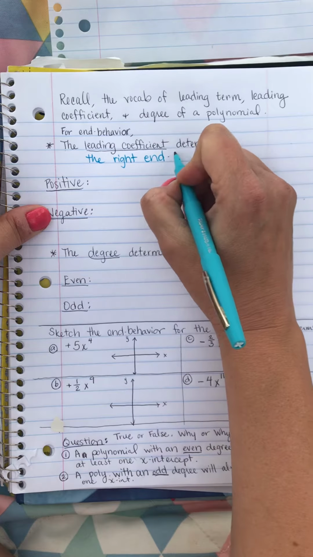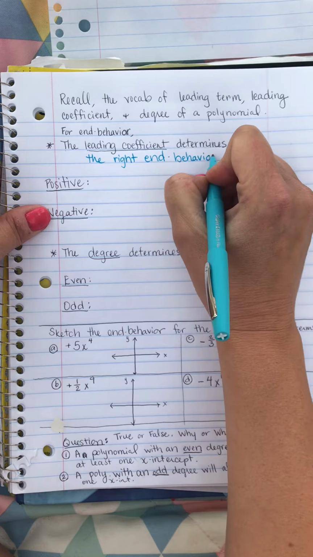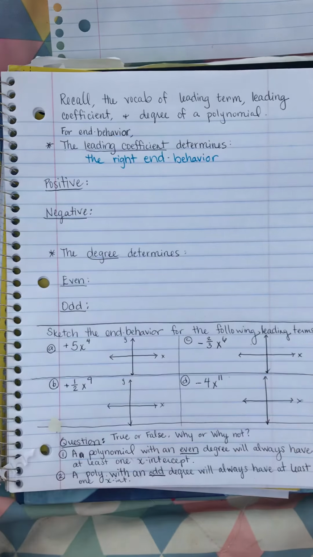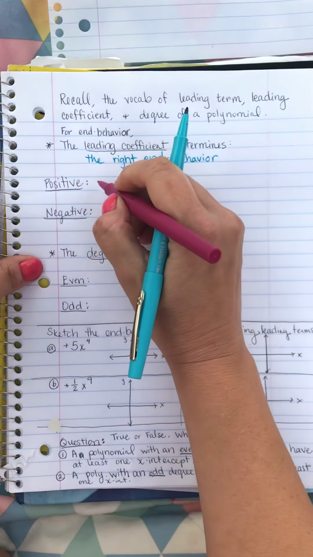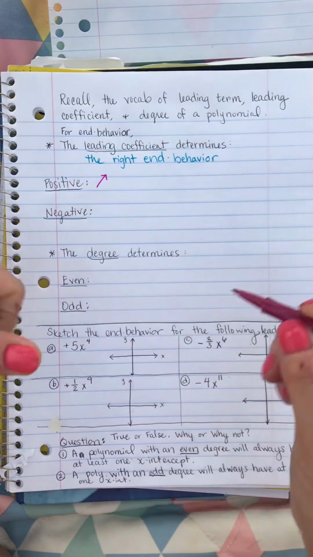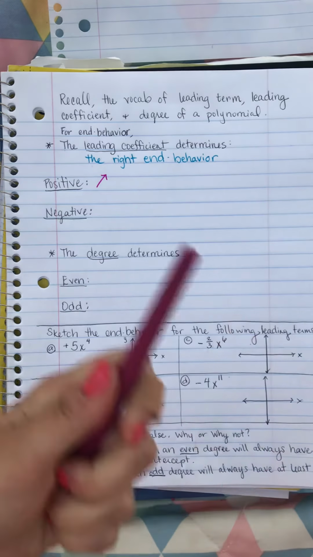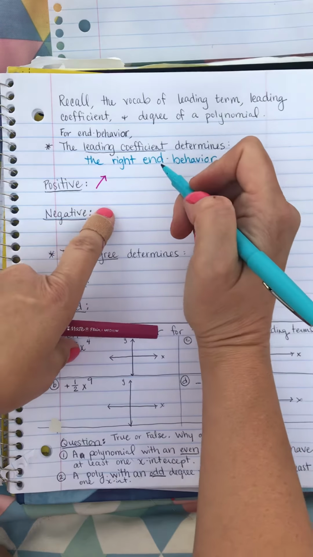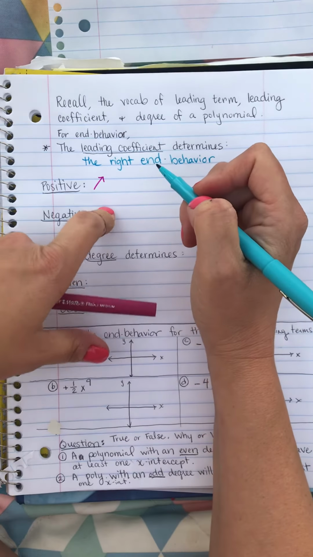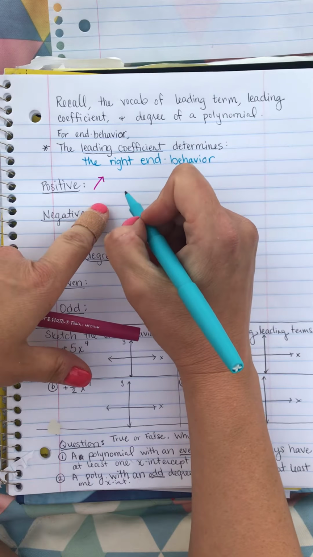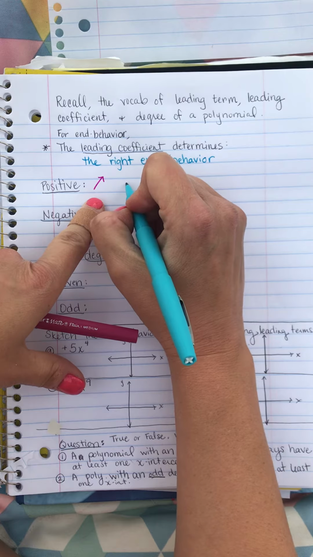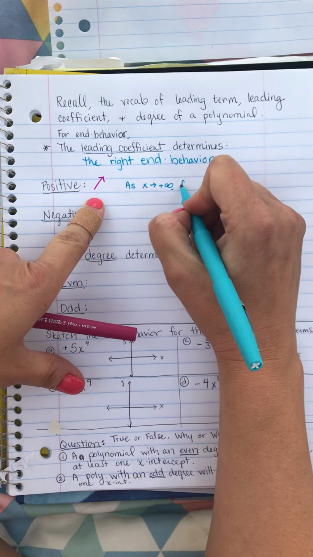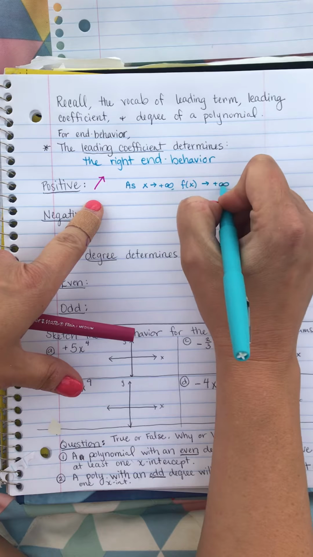end behavior. Okay? If your leading coefficient is positive, it tells you that your function is going to go up on the right-hand side. So what I want to say is it goes up, and here, what that would say is, as x approaches positive infinity, your y value also approaches positive infinity.